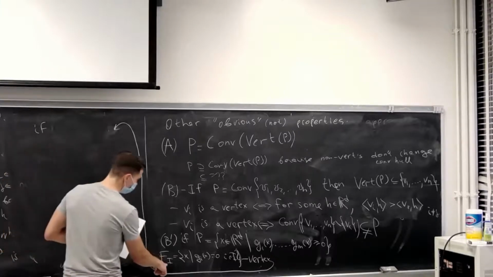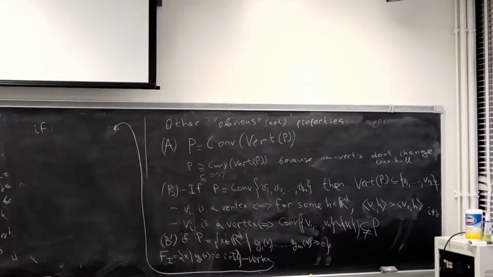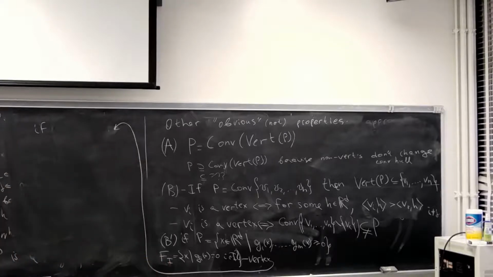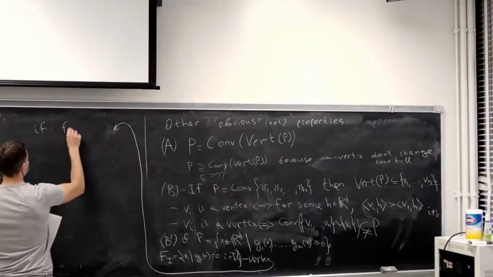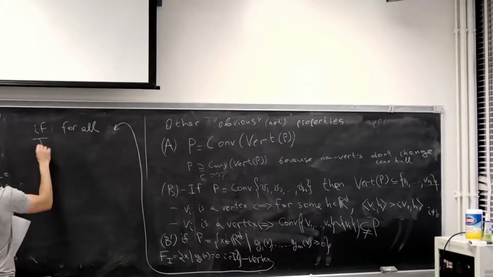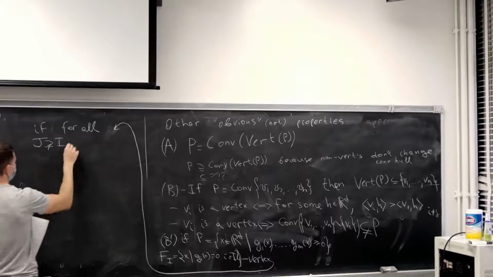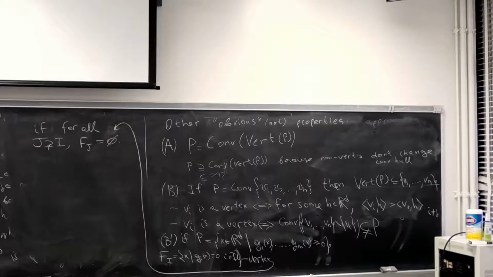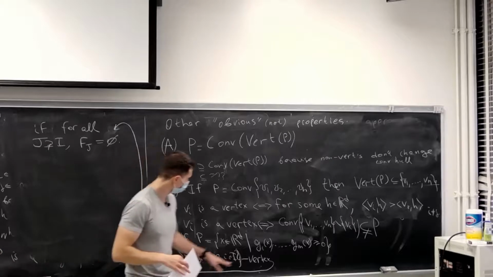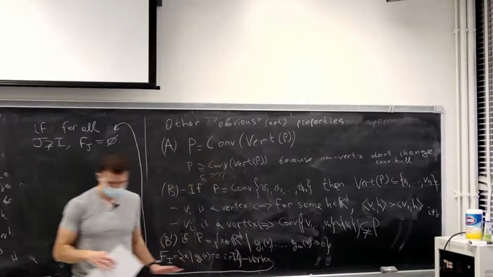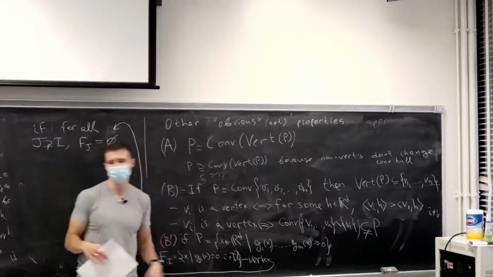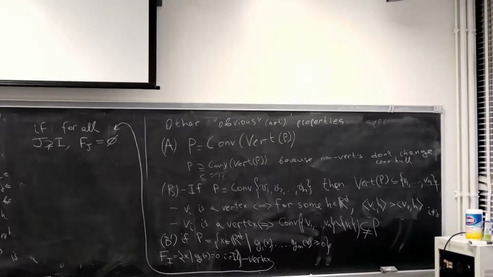So this thing is a vertex if you add anything to I, you get an empty set. For all J which strictly contain I, F sub J is an empty set. So in other words, once you have found the point where a lot of these inequalities are equalities and you can't make more of them equalities, then you get a vertex.